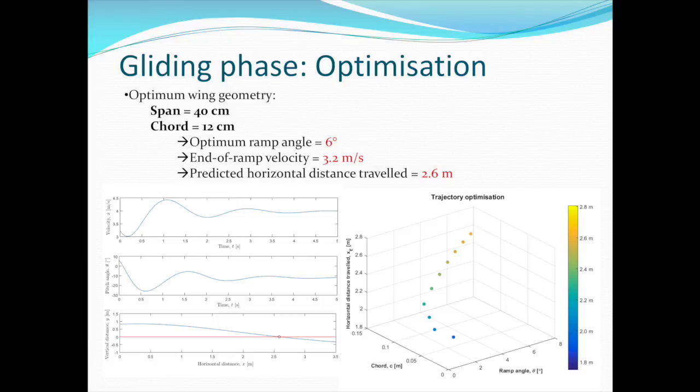Evolution of velocity, pitch angle, and the final trajectory obtained from the equations of motion are shown on the graph on the left. The model predicts the eventual stabilization about the equilibrium position.